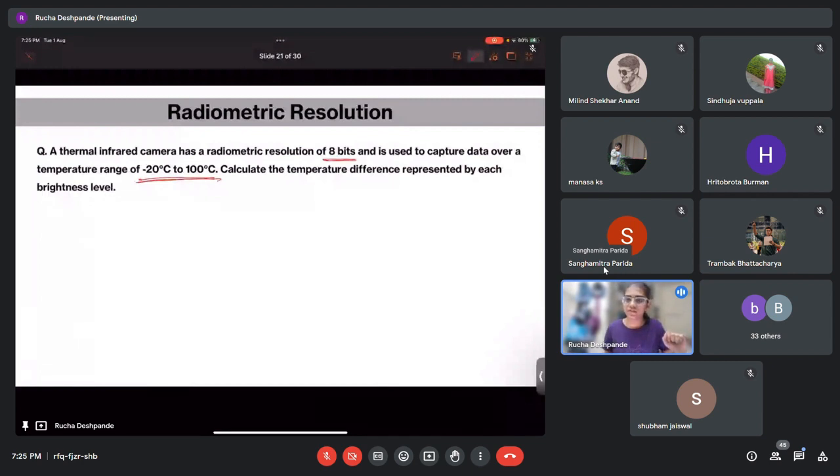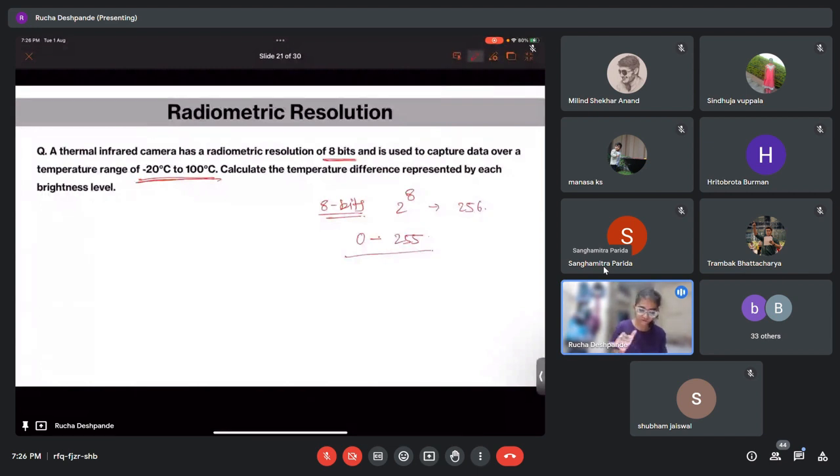Okay, we'll solve it. Yeah, so the radiometric resolution of the camera is 8 bits. So the total number of radiometric levels will be 256, and the values will range from 0 to 255. Okay, so the temperature ranges from -20 to 100.